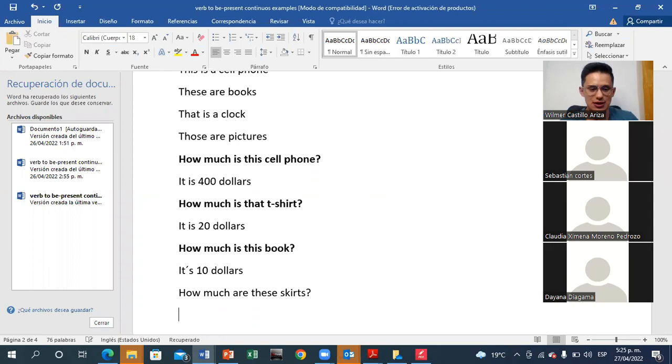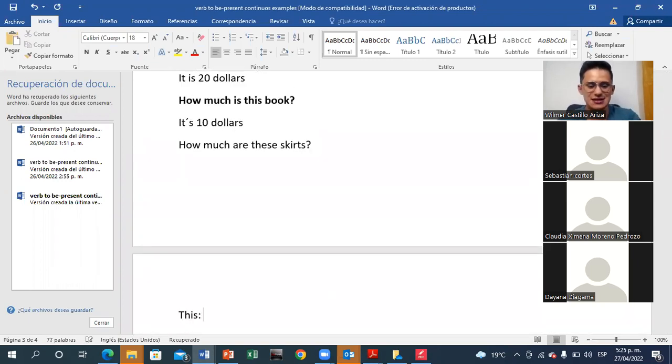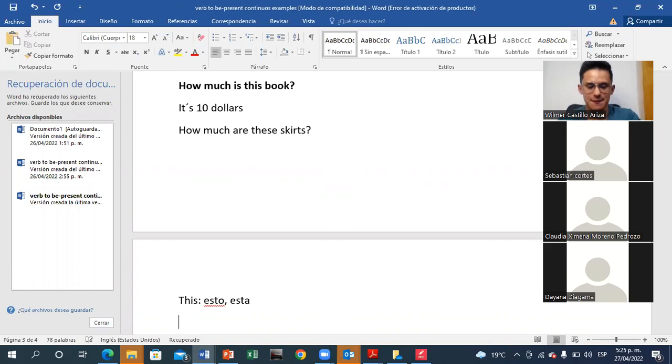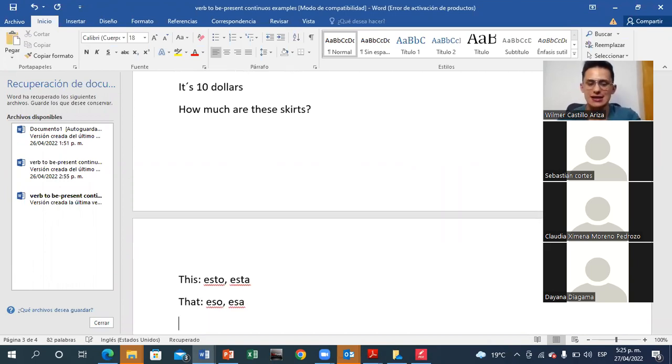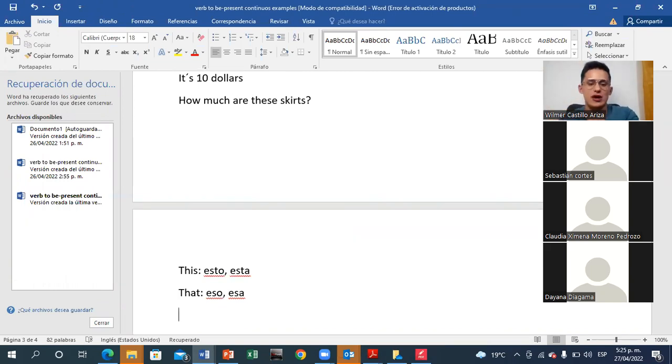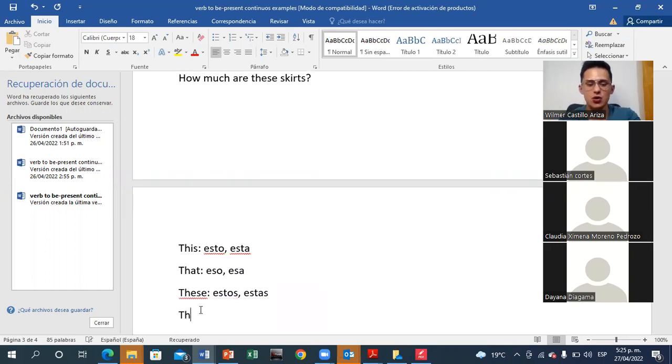Te recuerdo, se las vuelvo a colocar aquí rápidamente. This significa esto o esta. That significa eso o esa camisa, ese reloj o ese, bueno, o eso. These significa estos, digamos, estos pantalones o estas camisas. Y those significa esos pantalones o esas camisas. ¿Listo? This, that, these, those.